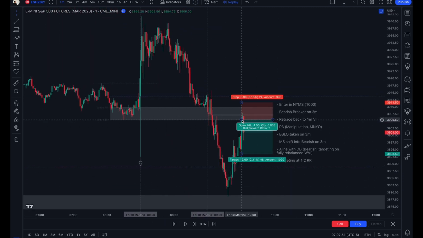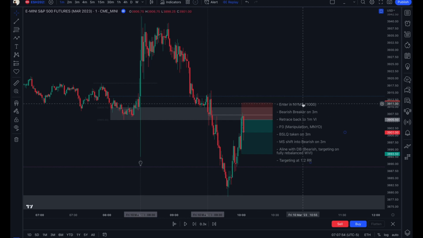We enter in the 10 o'clock New York morning session: bearish breaker, high, higher high, lower low, and break this level. Retrace back to the 1 minute volume balance right here. Pre-free, power-free manipulation. We enter above the midnight new opening price for sell. So this can be a fake move manipulating and continues going down. Buy side liquidity taken on 3 minutes. Buy side liquidity taken. I know I'm on 1 minute, but it's the same thing.